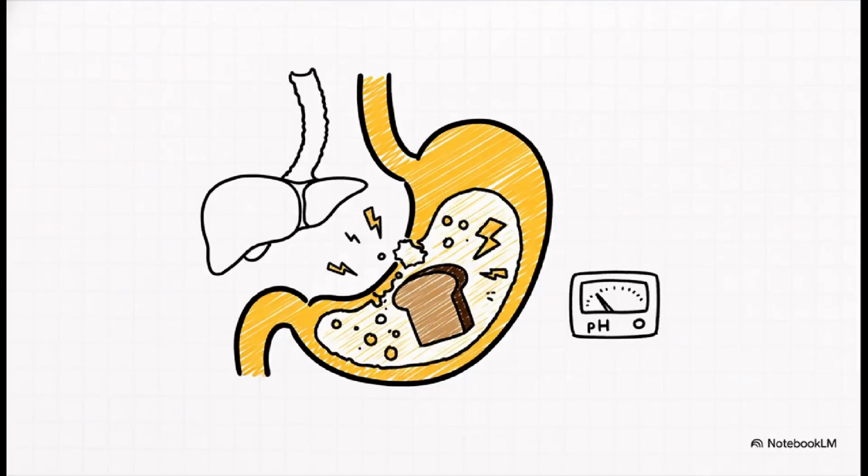First stop, your own body. Your stomach is basically a pouch full of powerful hydrochloric acid with a pH somewhere between 1.5 and 3.5. That intense acidity is absolutely essential for breaking down the food you eat. It's a perfect example of a strong acid doing a really helpful job.